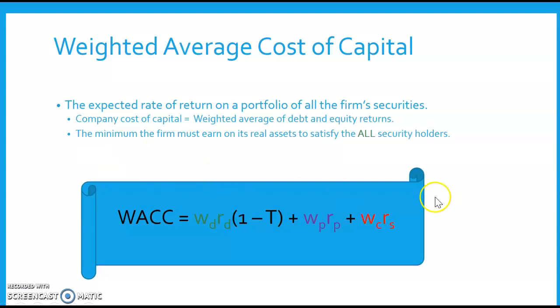So when we plug all of these variables into our formula, we come up with something known as WACC, which is the weighted average cost of capital, or the weighted average of debt and equity returns. This is the minimum that the firm must earn on all of its assets in order to satisfy all of its security holders. So this is the rate of return that we will get. It's the weighted average of all of the different costs of capital that the firm uses.